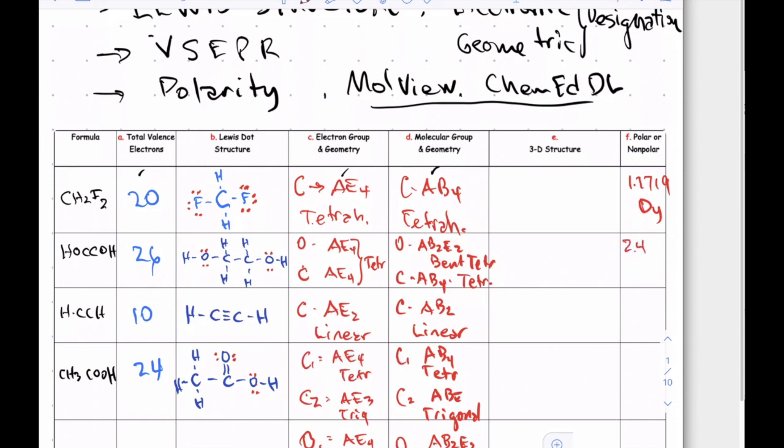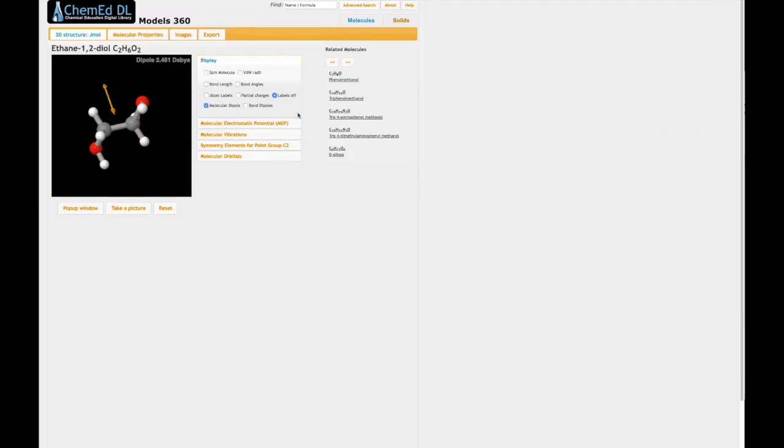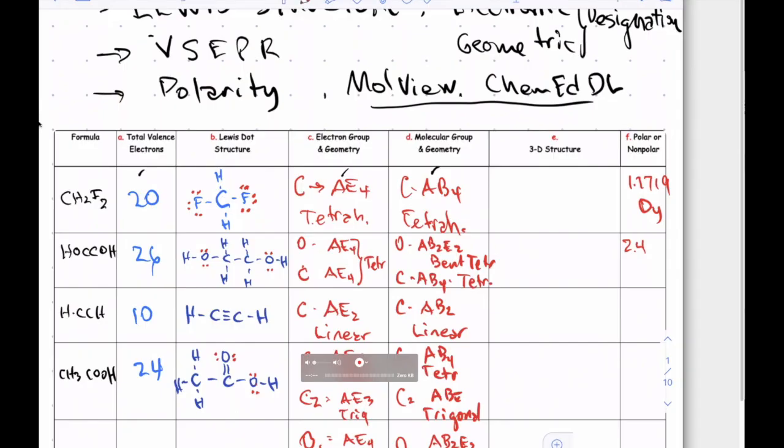2.481 debye. That means that if they have a dipole, that means they're polar.